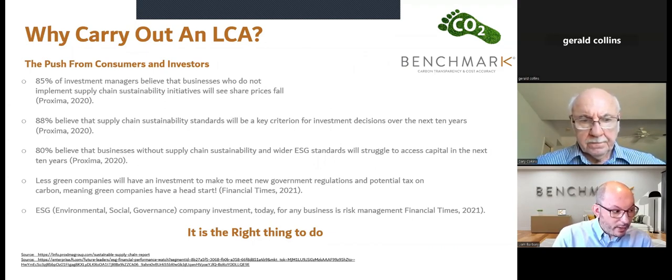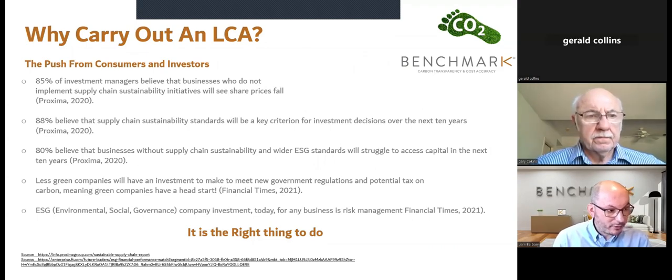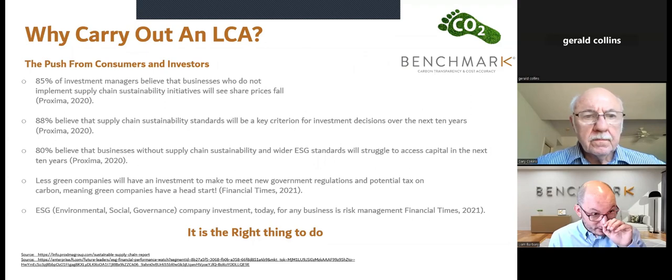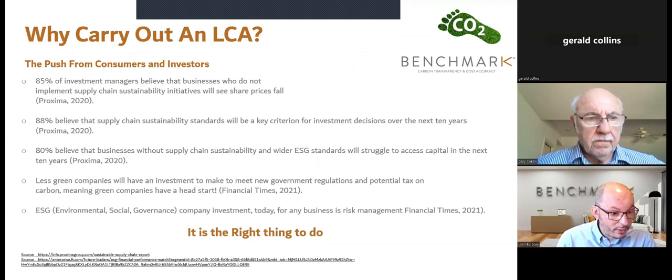Other than that, I guess you can read the rest from here, in terms of 80% of people believe that business without supply chain sustainability and wider ESG standards will struggle to access capital. Again, this is an investment issue, and less green companies will have to make investment to meet new government regulations and potential tax on carbon.